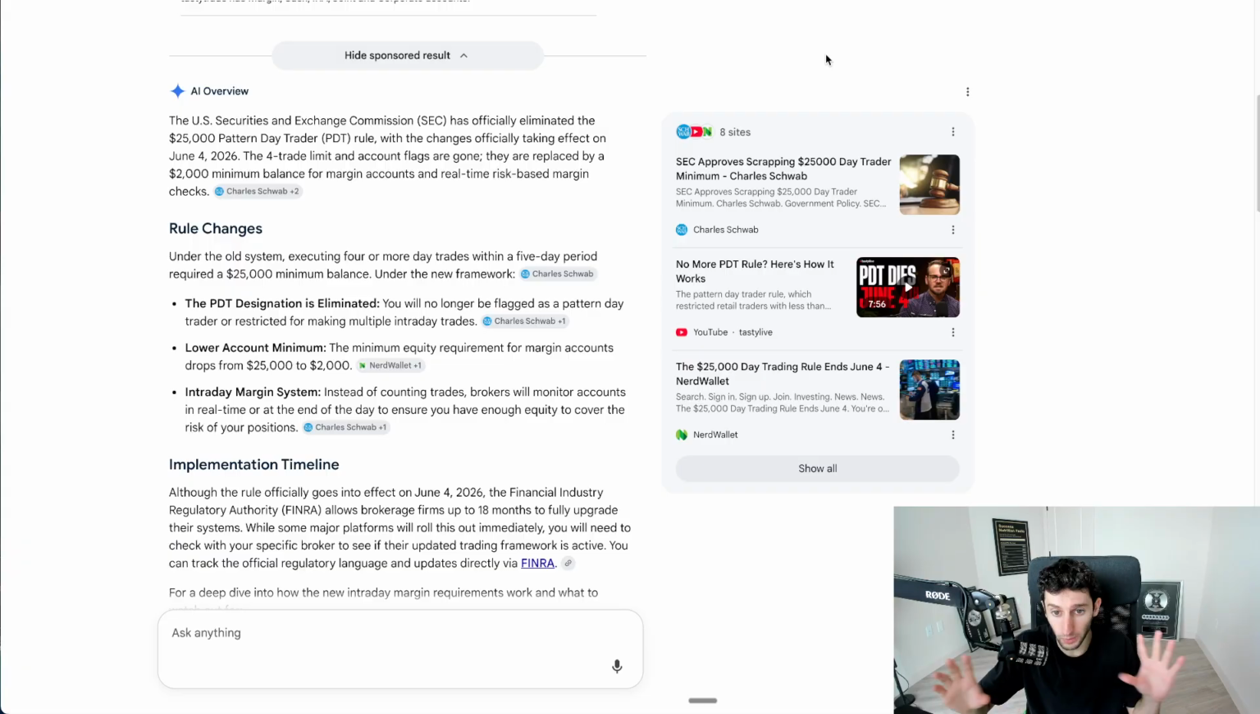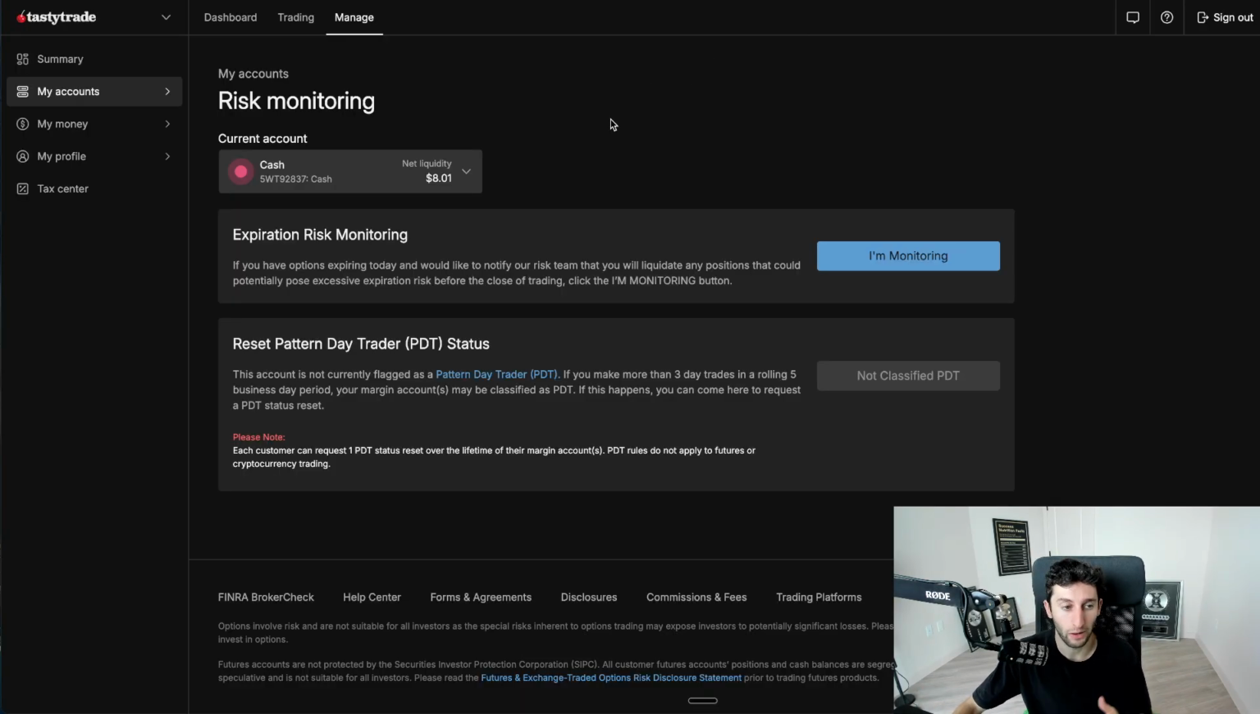Now, if you, for whatever reason, weren't trading before this day, there was something called the PDT rule. This is my Tasty Trade account, and because I'm filming this a day before it goes into effect, you can see there's something called the Reset Pattern Day Trader status. What this means is that if you make more than 3 day trades in a rolling 5-day business period, your margin account may be classified as PDT, and it basically doesn't let you trade.